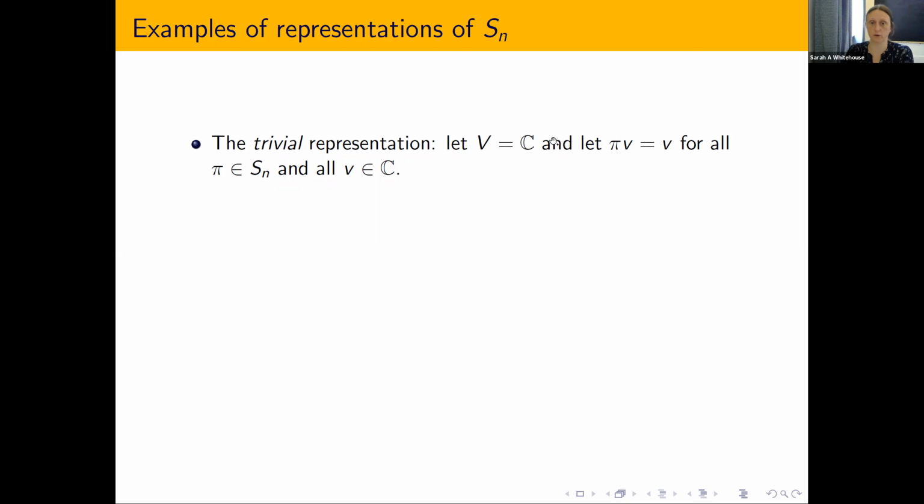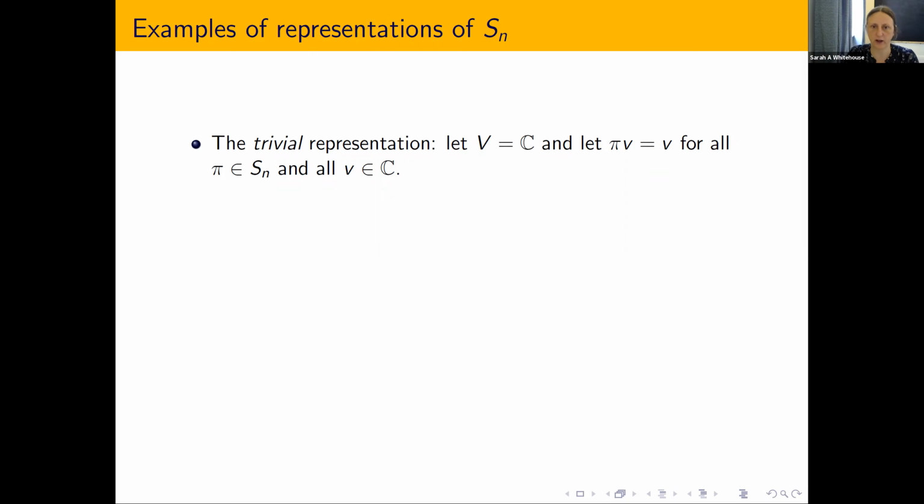You could do this for any finite group. What I've done is let my vector space just be the complex numbers, so a one-dimensional vector space over the complex numbers, and let any element of the group act by not changing anything at all. So pi v is just equal to v for all permutations in the group, or for all elements if you were doing this for a more general group. Everything is acting trivially, by just fixing things. This, of course, is not a very interesting representation. The group is not really doing anything at all. But nonetheless, it is an example.